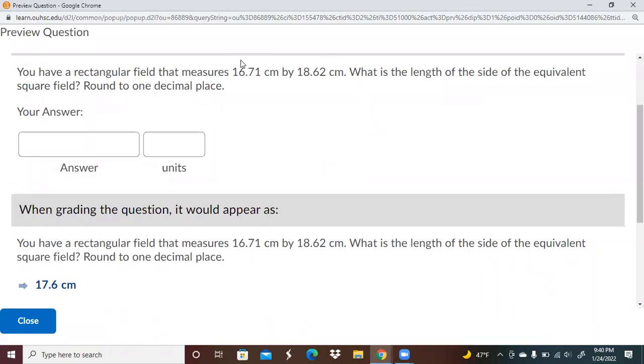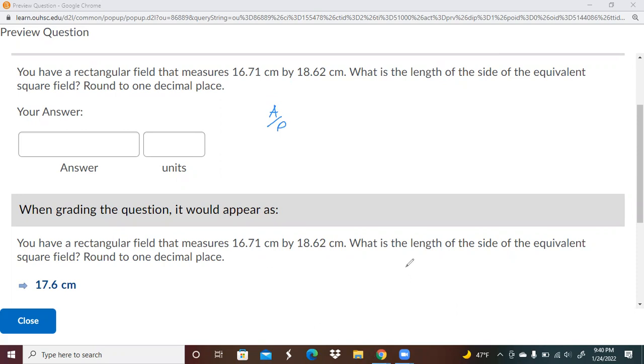So what I'm going to do is give you rectangular fields of these measurements out to 2 decimal places. You're going to give me the equivalent square field, or the length of one side of that field, out to 1 decimal place. So the question is, how do you go about starting a problem like this? If I give you this and I'm asking you for one of the sides of the equivalent square, we're going to take this formula, A over P.